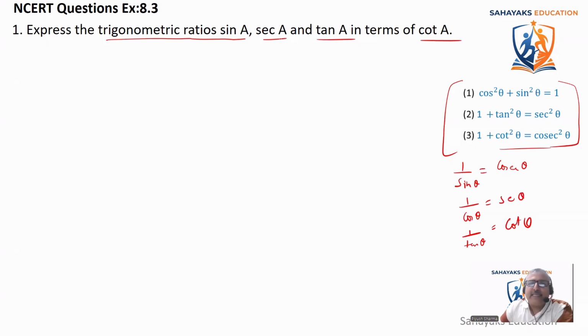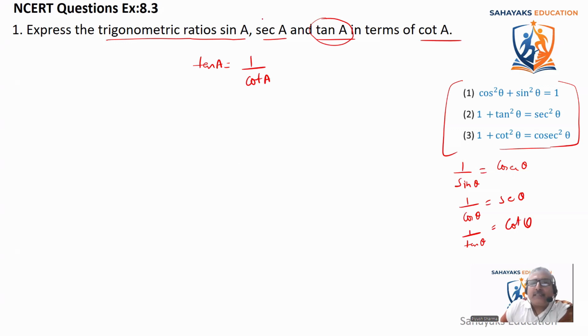Now you have to write sin A, sec A, and tan A in terms of cot A. Okay, so first I'll take tan A. It's the easiest one. So I can write tan A is equal to 1 divided by cot A. Isn't it simple?